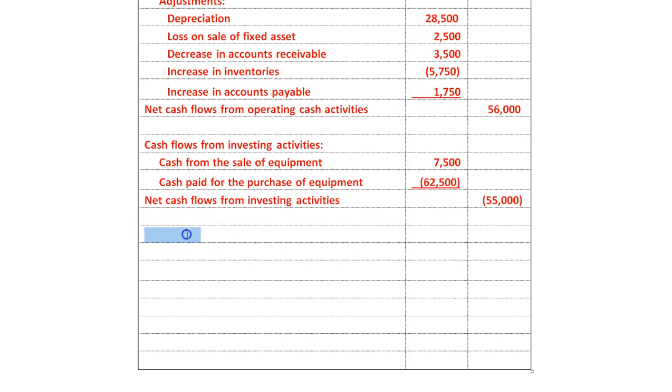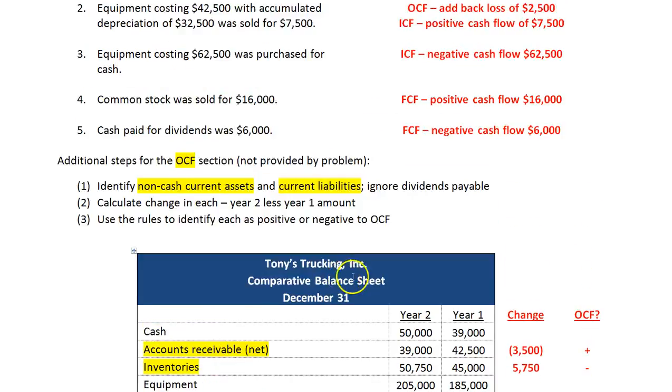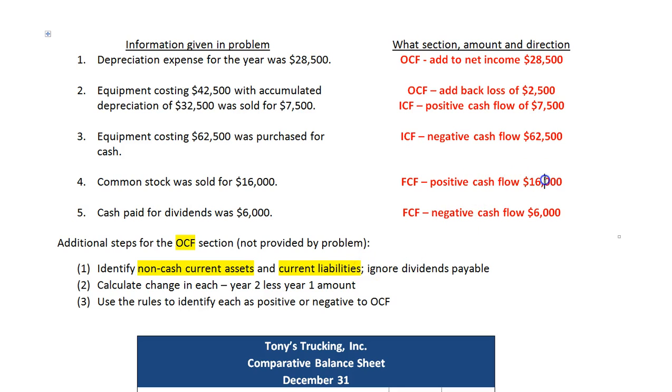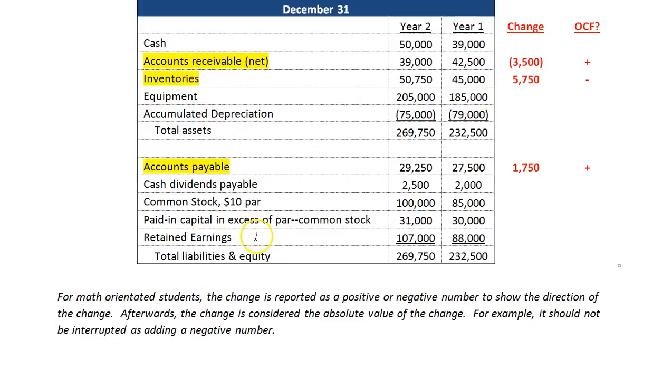We have one more section to do, cash flows from the financing section. So let's see what we put into the FCF. We had a positive 16,000 for the issuance of common stock. And we had a negative 6,000 for the payment of dividends.